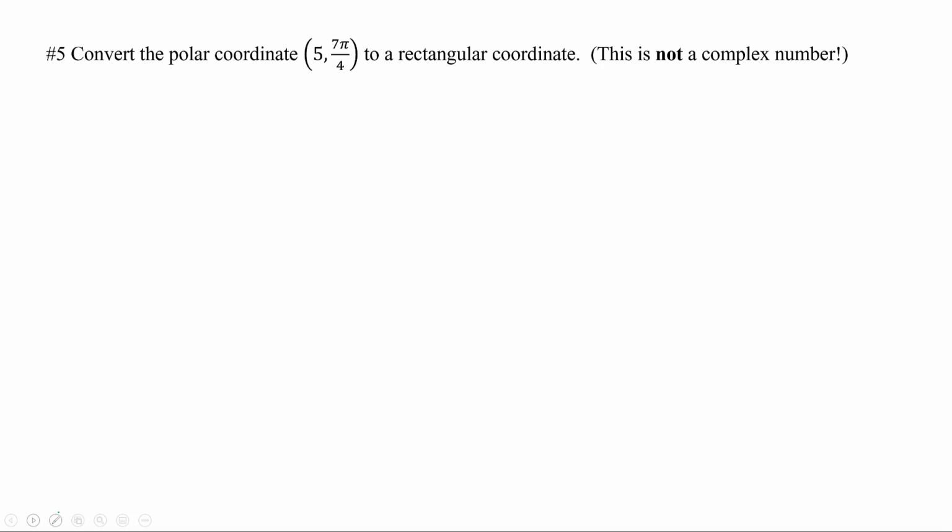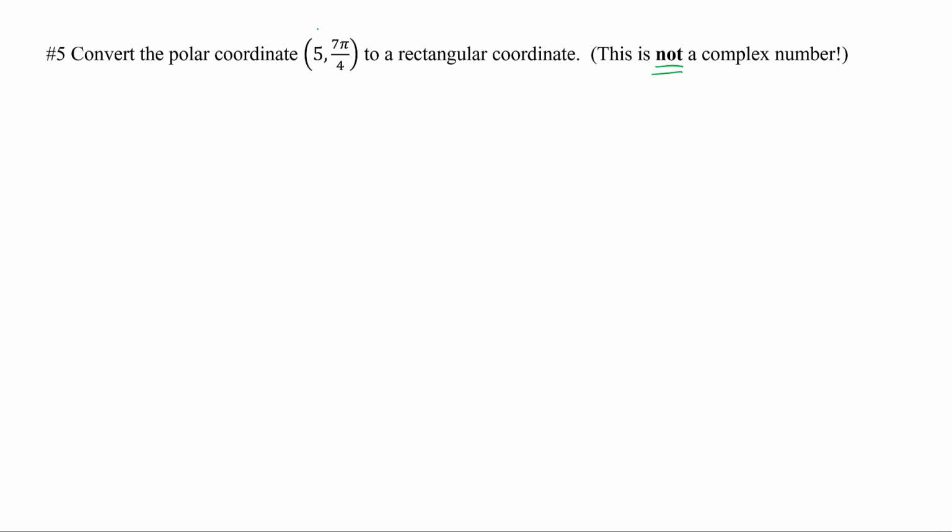Convert the polar coordinate 5, 7 pi over 4 to a rectangular coordinate. And there's a note here that this is not a complex number. The reason that I added that little comment is that often students, when they're converting between polar and rectangular coordinates, assume everything is a complex number and throw i's in. There's no i here. This is just a number that's graphed in the polar plane, and then we're going to graph it in the rectangular plane.